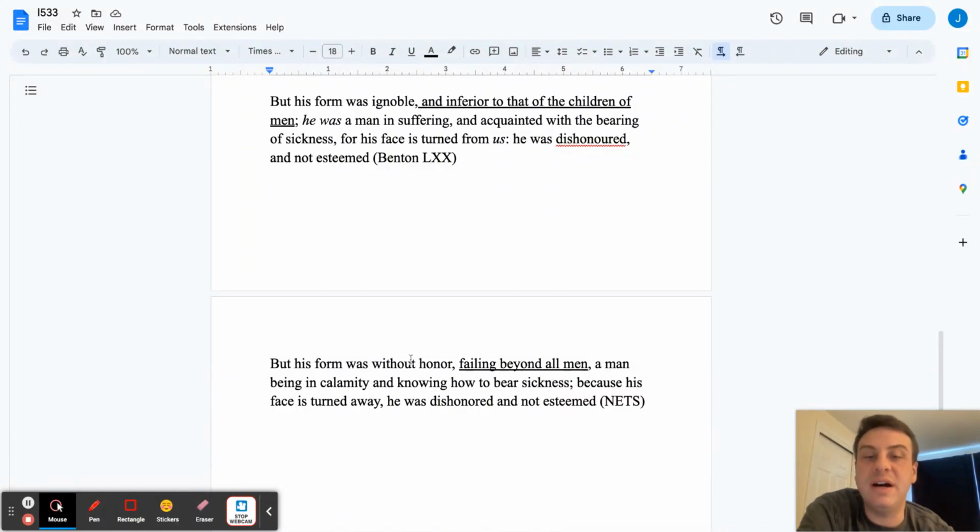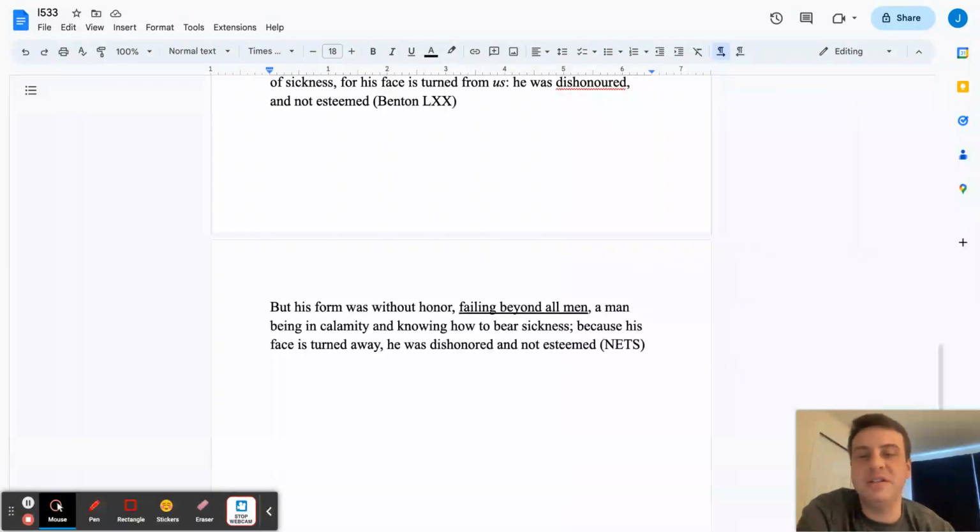But his form was without honor, failing beyond all men, a man being in calamity, and knowing how to bear sickness. Because his face is turned away, he was dishonored and not esteemed. So you can see the Septuagint changes the meaning quite a bit. And here, with the Hebrew that was unclear, we have a different way of perhaps understanding what it originally meant. I think the Septuagint actually adds a little bit of ambiguity into the Christian interpretation.